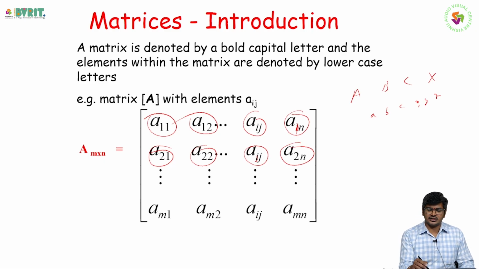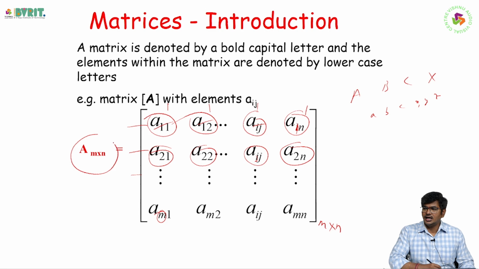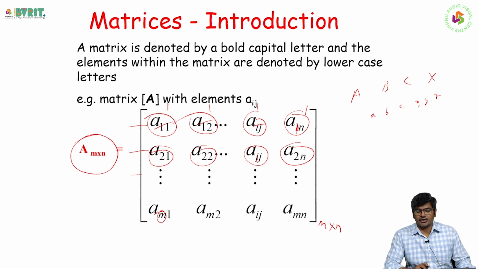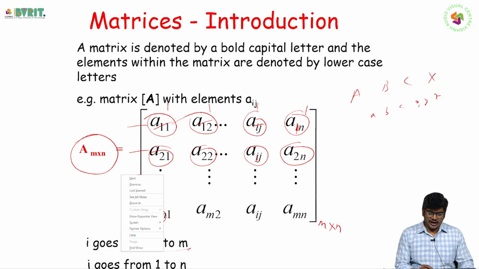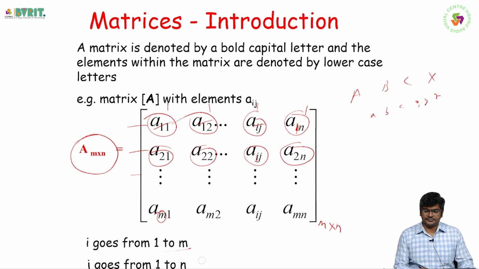This is called the first entry. This is the second, third, fourth entry. This is the order. How many rows here? 1, 2, 3, and so on, m rows. How many columns? 1, 2, 3, and so on, n columns. That is an m by n matrix. The order of the matrix is m by n. This is a representation of the general form of the matrix. Therefore, i goes from 1 to m and j goes from 1 to n.